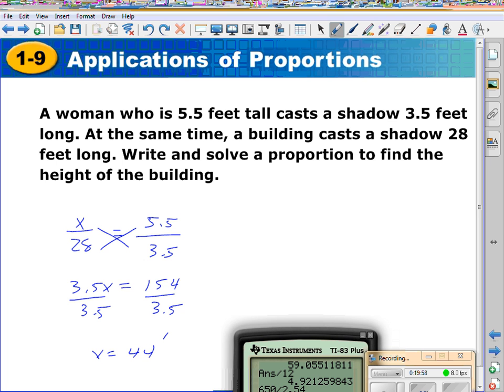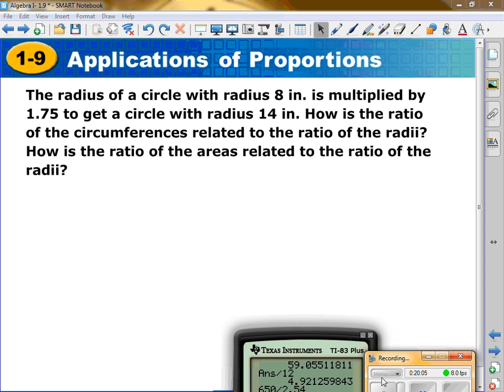The radius of a circle, or that didn't make sense. I have a circle with a radius of 8 inches is multiplied by 1.75 to get a circle with a radius of 14 inches. How is the ratio of the circumferences related to the ratio of the radii? Radii is plural of radius. How do I find the area of a circle?